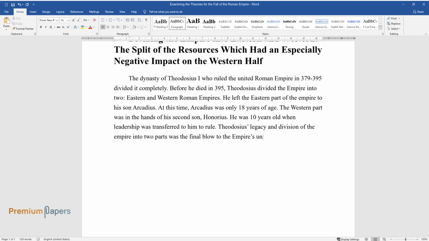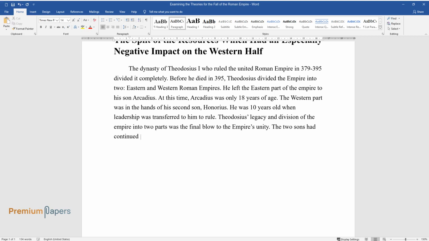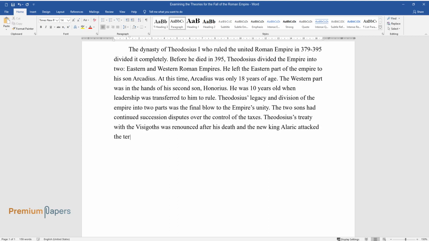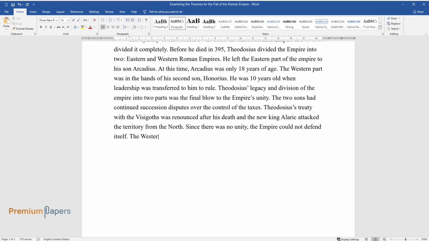Theodosius' legacy and division of the empire into two parts was the final blow to the empire's unity. The two sons had continued succession disputes over the control of the taxes. Theodosius's treaty with the Visigoths was renounced after his death, and the new king Alaric attacked the territory from the north. Since there was no unity, the empire could not defend itself.